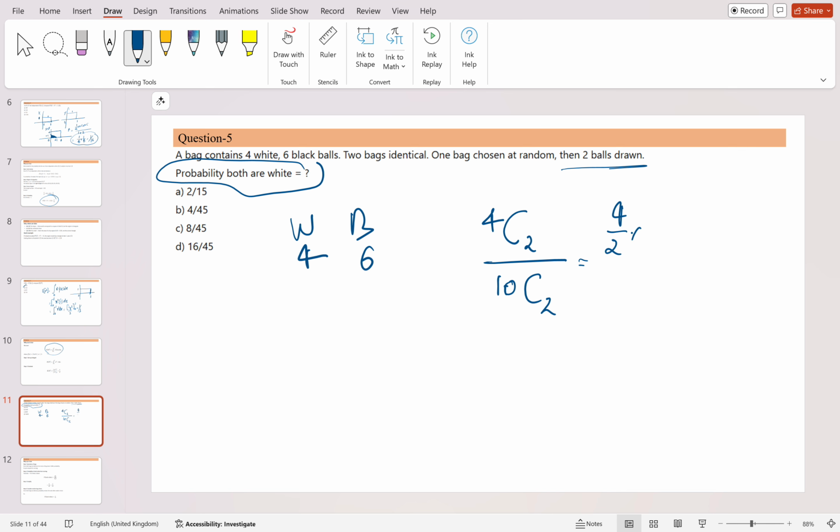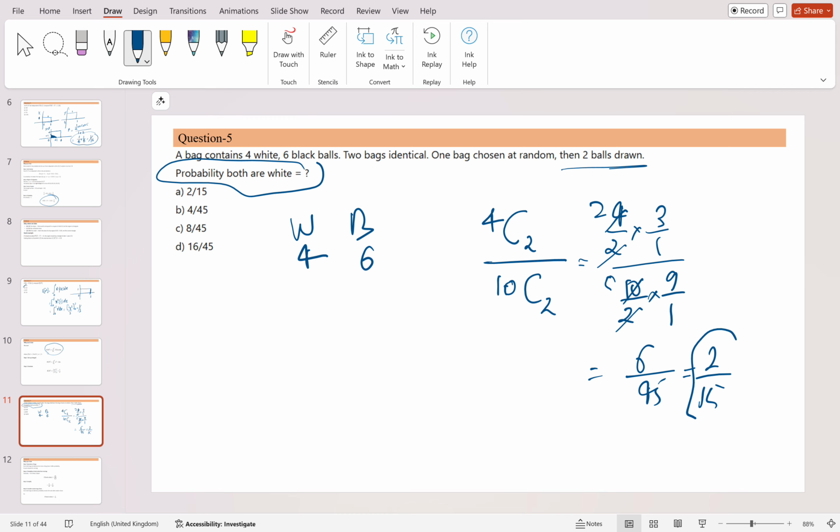It is (4 by 2 multiplied by 3 by 1) over (10 by 2 multiplied by 9 by 1). This is 5, so it becomes 45, and this becomes 6. Further simplified, it is 2 by 15. So the correct option will come out to be A.